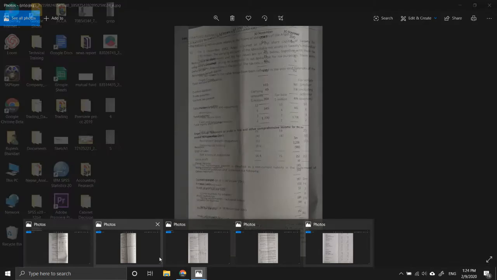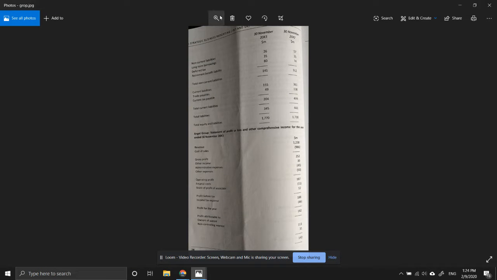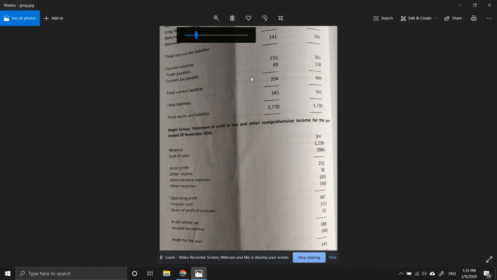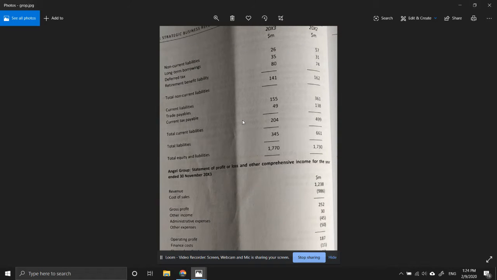So let's look at the back side of this. In case of non-current liabilities, what do we have? Long-term borrowing, which will basically affect our financing activities, right? And it has decreased by how much? 26 and 57. That will be our payment, right? Deferred tax will be required in case of tax calculations below cash from operations. And then retirement benefit liability, this is for reconciliation, right? And then we have trade payables and tax payables.